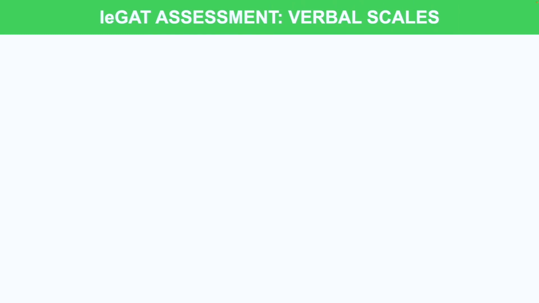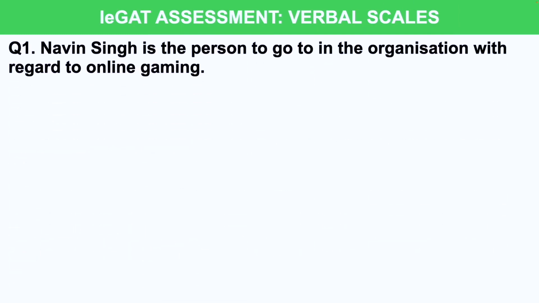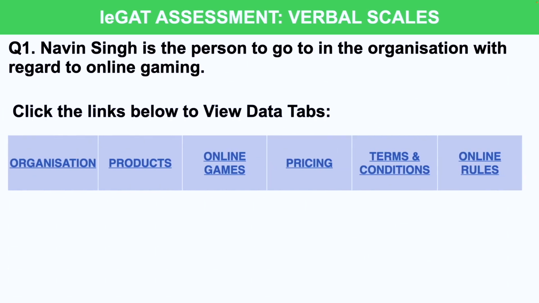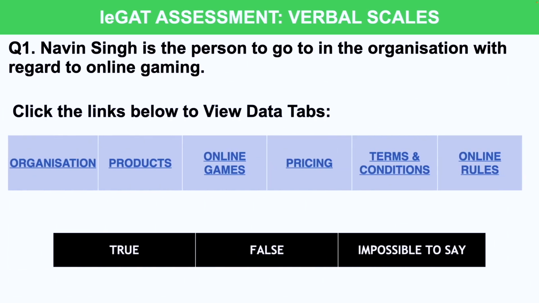So let's take a look at a sample verbal reasoning question. Navin Singh is the person to go to in the organization with regard to online gaming. Now, is that statement true, false, or impossible to say? Well, here are the links to the tabs this time. You'll see they're different. We have true, false, or impossible to say as our potential answer options.